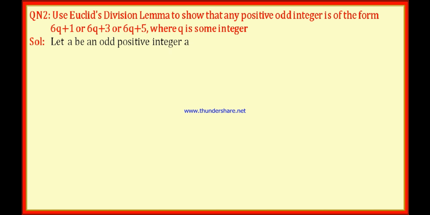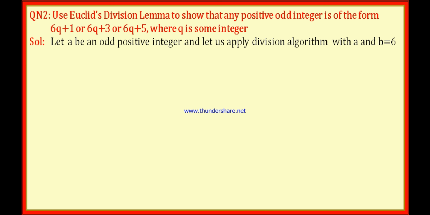Here is the solution. Let us assume that a is a positive odd integer. Then you can apply Euclid's division lemma with a. We have to prove that a is either 6q plus 1 or 6q plus 3 or 6q plus 5. This is in the form of a is equal to bq plus r. In this case, what is b? b is equal to 6.